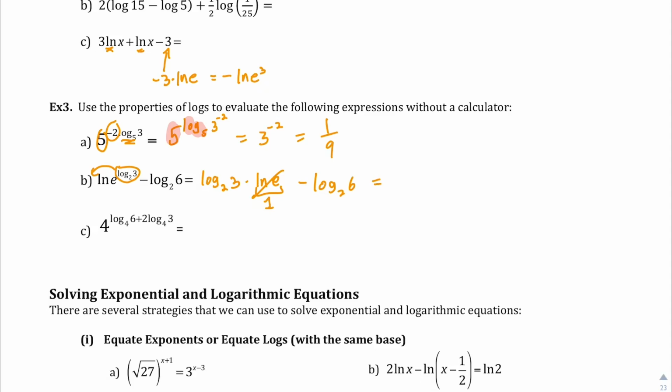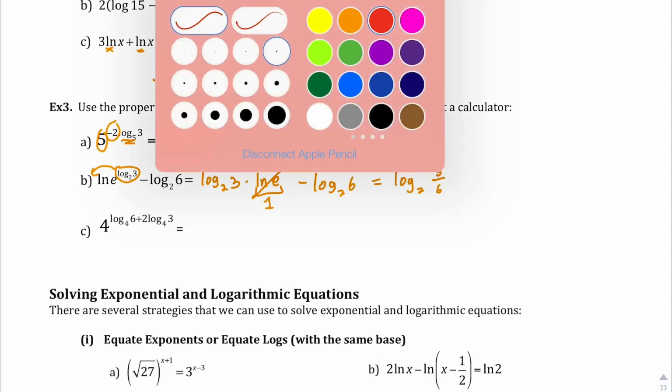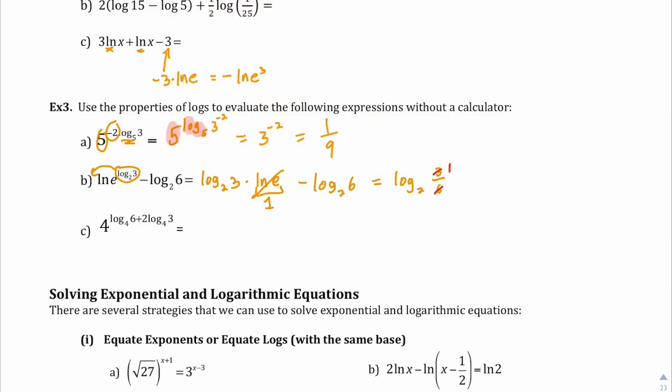We could then combine those logs because they're now both base 2 logarithms. So I'm going to say log 2 of the quotient, 3 over 6, which of course cancels to give us 1 over 2. And so we are now looking at log 2 to the minus 1, which when I move the minus 1 to the front leaves us just with the numerical value of minus 1.